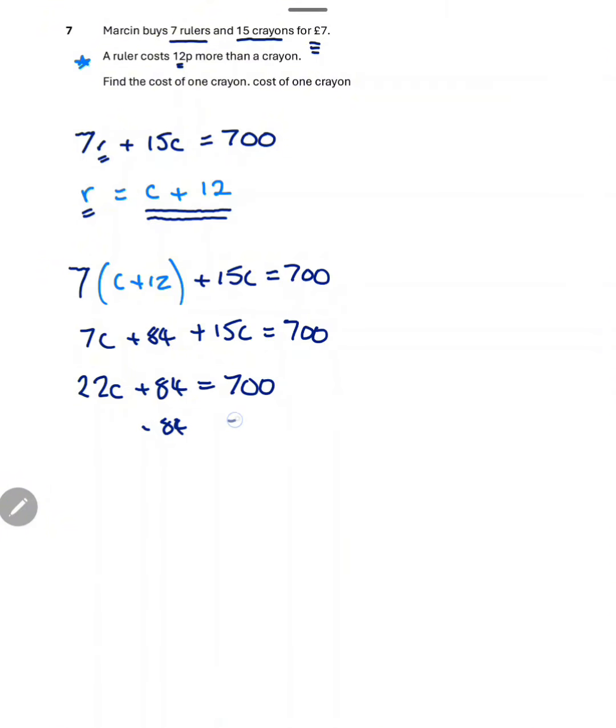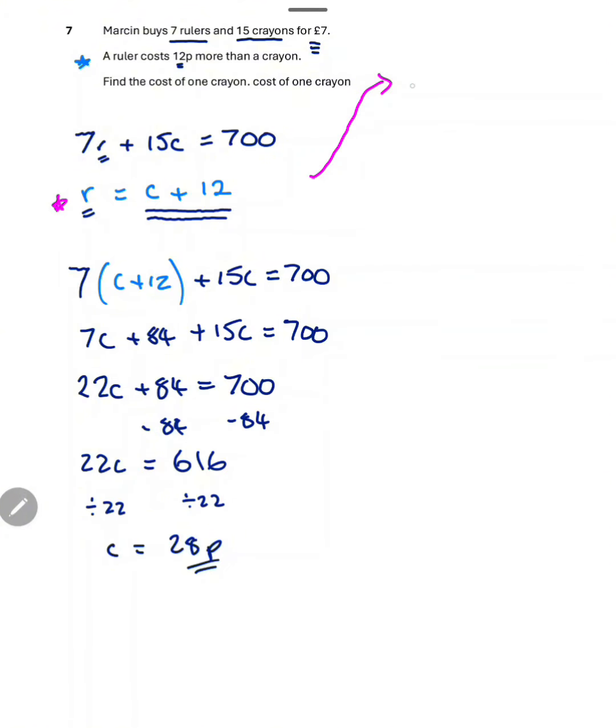Take 84 from both sides, we're nearly there. And we get 22c equals 616. Final step, divide by 22. And you'll get 1c, which equals 28 pence. Don't forget working in pence here. The minute you've got the cost of c, a crayon, we can go back up here and work out the cost of a ruler. A ruler is just a crayon plus 12. So a ruler is going to be 28, cost of a crayon, plus 12. And we can just double check. Yes, those are 12 different. And I promise you, if you did 7 40s and 15 28s, you'd get 700.